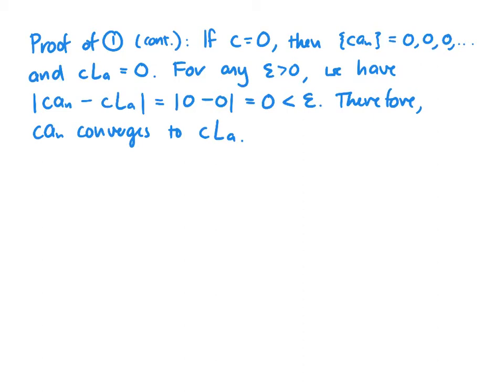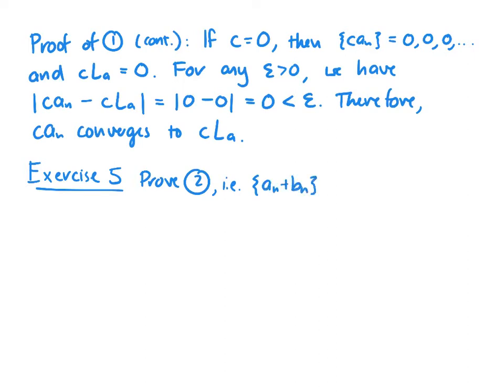As an exercise, I'd like you to try proving statement 2. That's the one with the sum. Exercise 5 for this week, I believe. Prove 2, i.e., this sequence a_n plus b_n converges to the sum of the limits. You want the triangle inequality here at some point. Great, and we'll look at some more of these other parts of this theorem in another video.